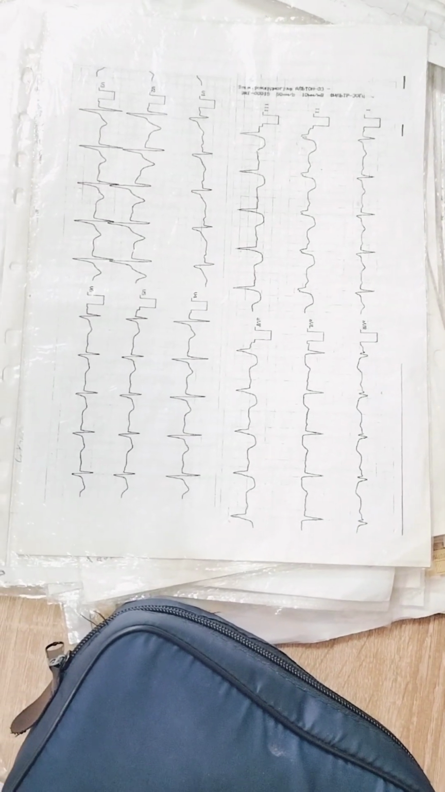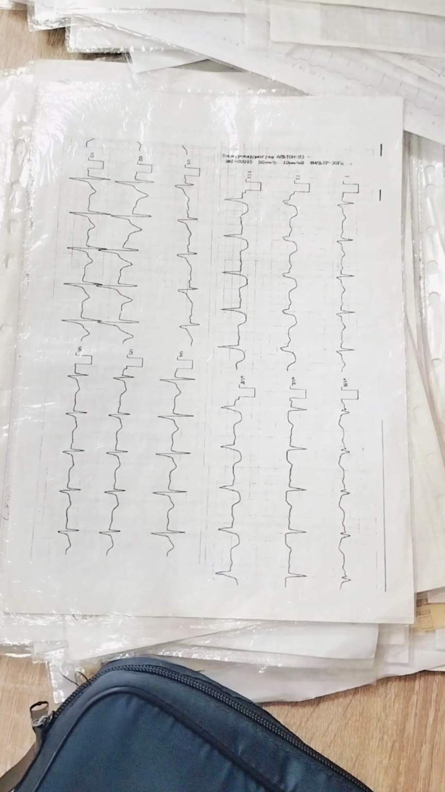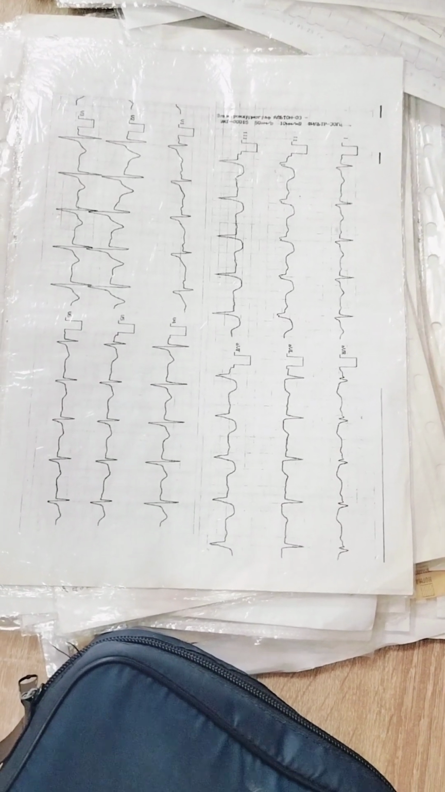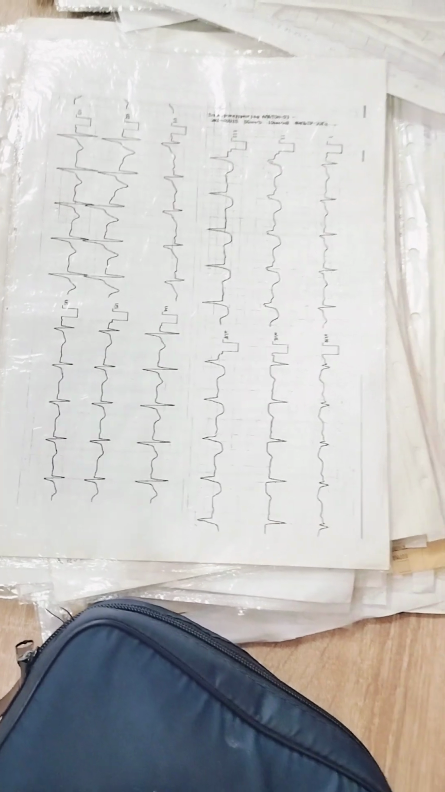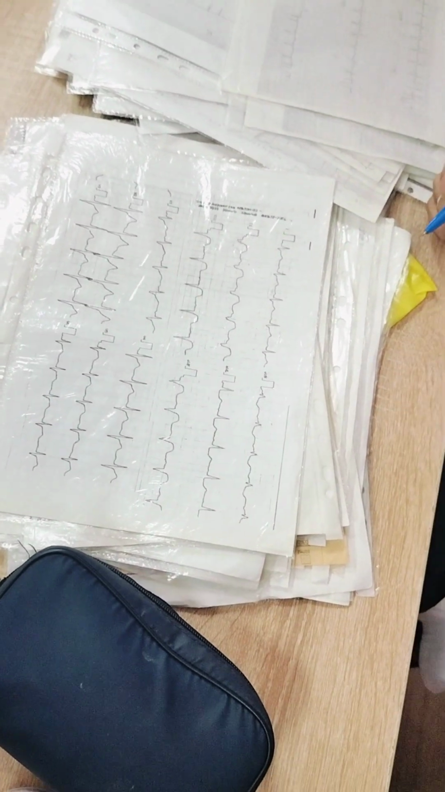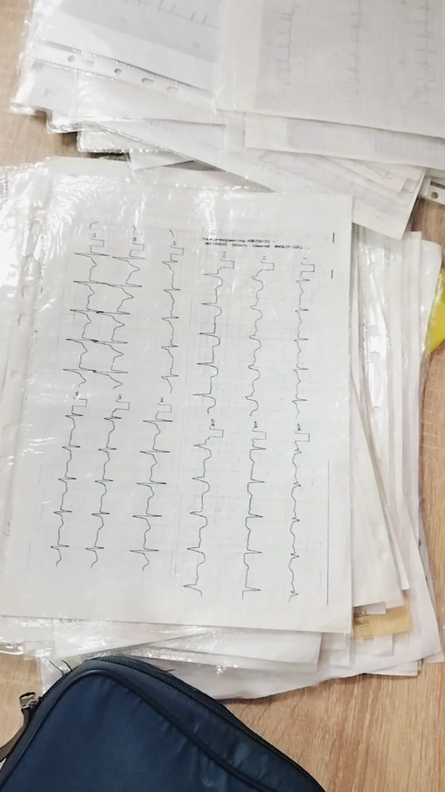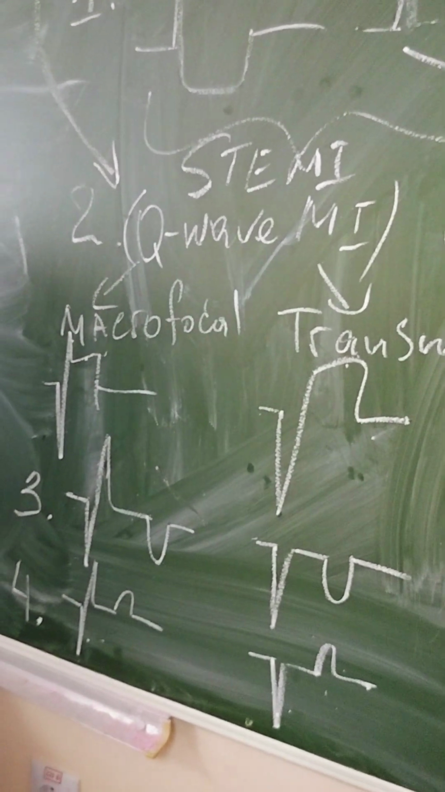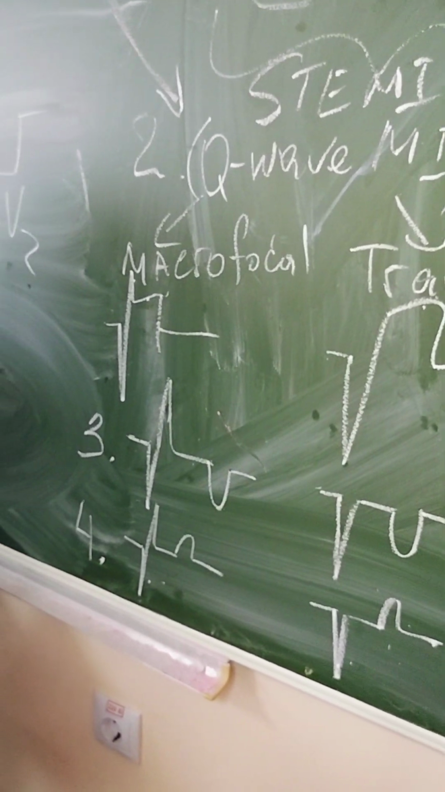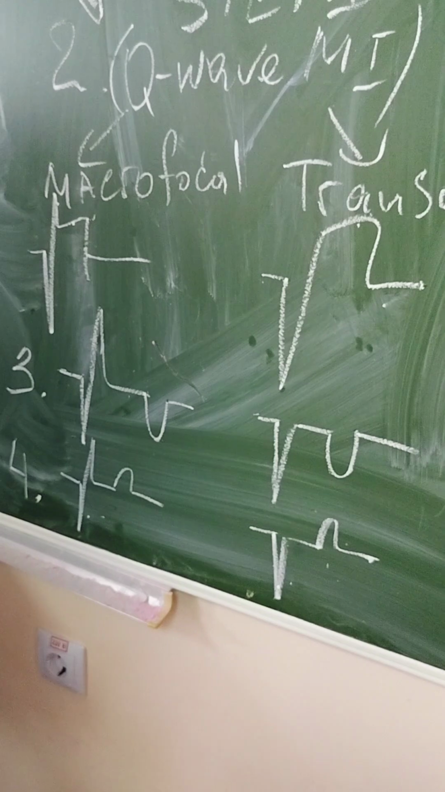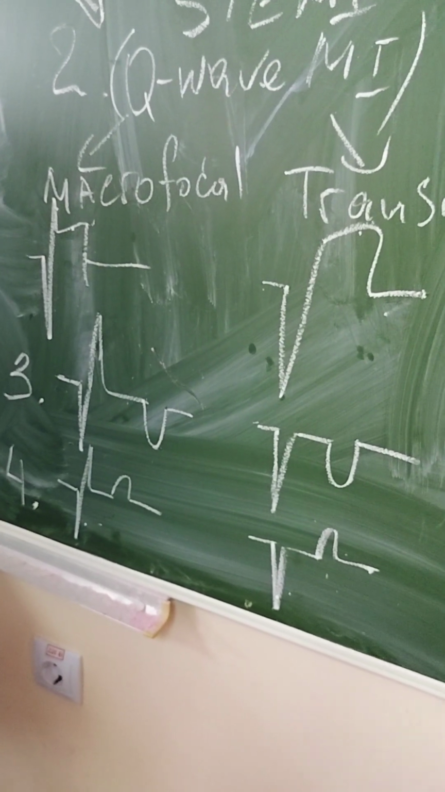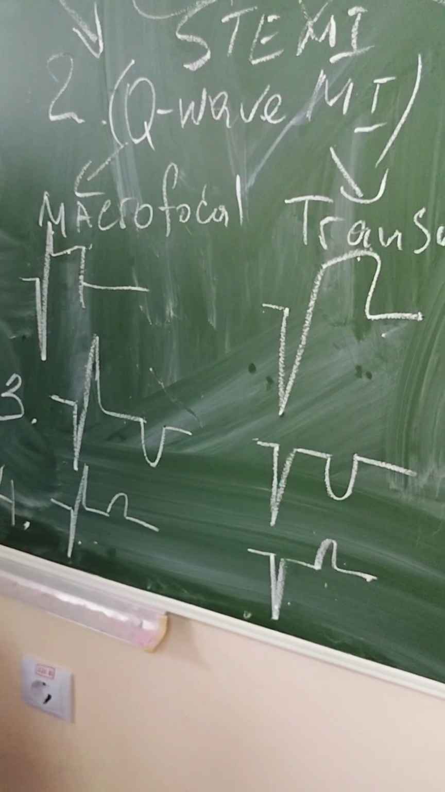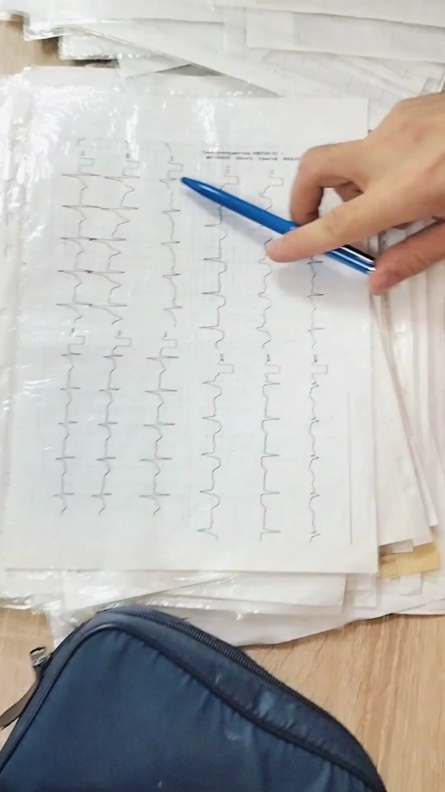So for the initial stage, the main criterion is ST or T changes. Acute stage, main criteria: Q wave plus elevation of ST. Subacute stage: Q wave plus negative T, ST close to the isoelectric line. And the last stage, the reduction stage: Q without ischemic changes, without ST and T changes. So the other leads are normal.